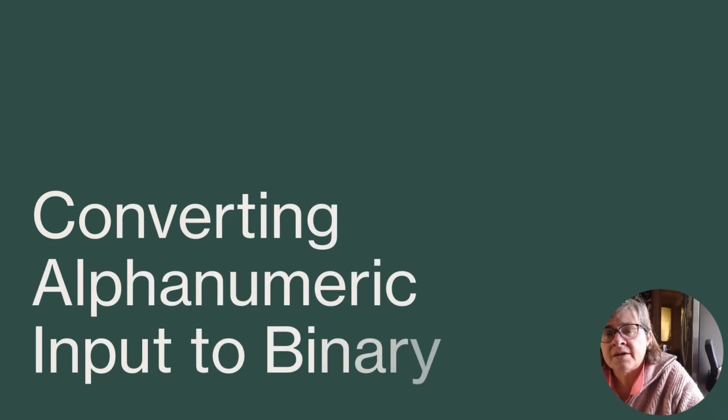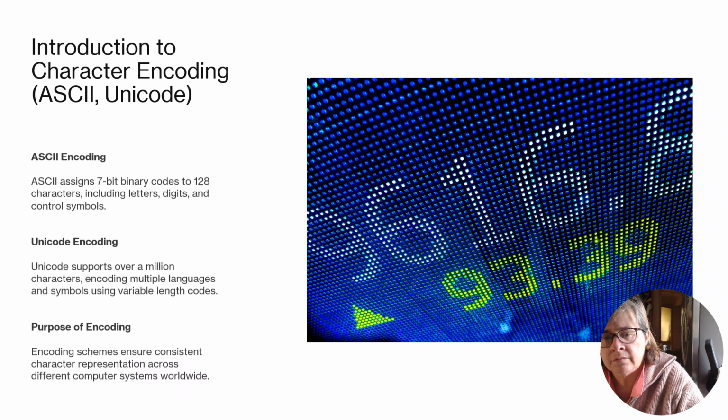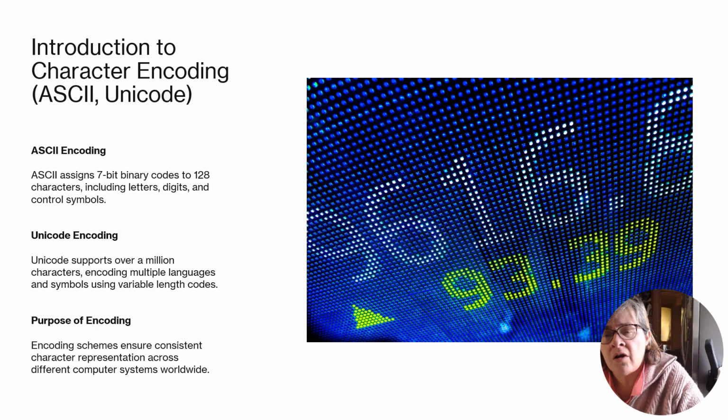The following section covers how characters and numbers are translated into binary codes for computer understanding using encoding standards. ASCII and Unicode are standard encoding schemes that assign binary codes to characters, enabling consistent representation across different systems.